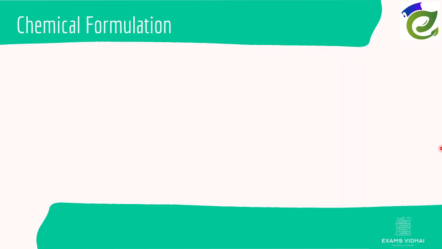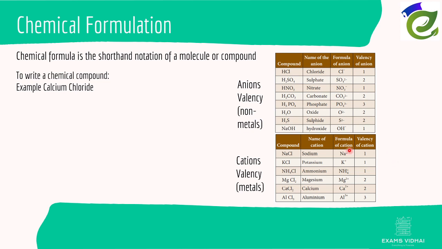So before we conclude this video, I would like to give a gist of chemical formulation. Chemical formulation is a shorthand notation of a compound or a molecule. Remember that H2SO4 is sulfuric acid. We'll be looking into how we got that. Before we get into writing it, I want you to take your textbook or look at these tables in these slides and learn the valency of each particular element. So you have chloride, which is 1, sulfate, which is 2, nitrate, which is 1, and you remember the formulas of these like Cl, SO4, NO3.